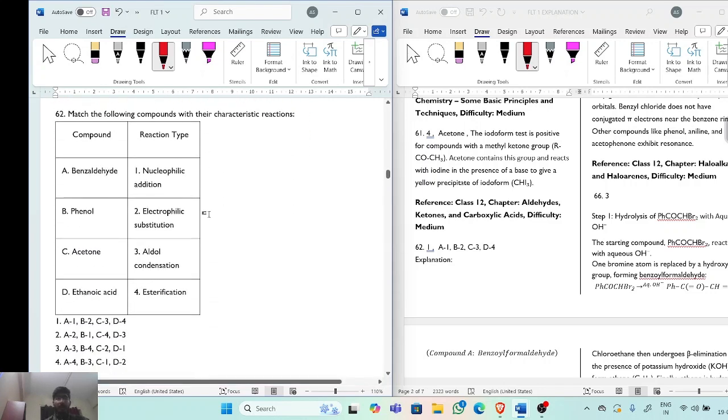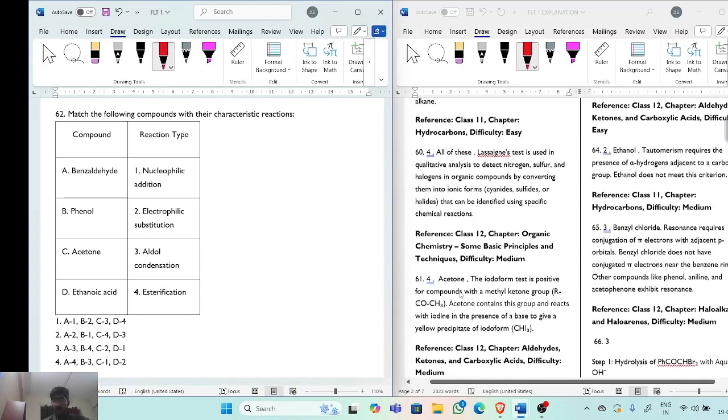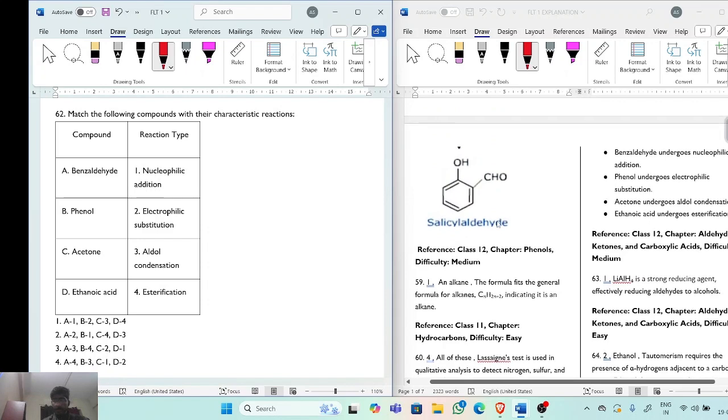Match the following compounds with their characteristic reactions. So first of all, we will start with benzaldehyde. The structure of benzaldehyde is a benzene ring with an aldehyde group on top. Generally, benzaldehyde shows nucleophilic addition reactions.